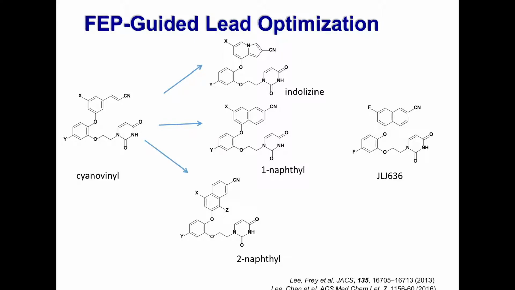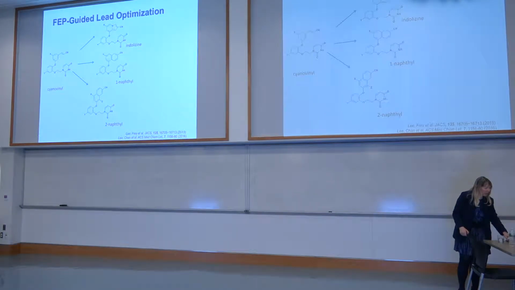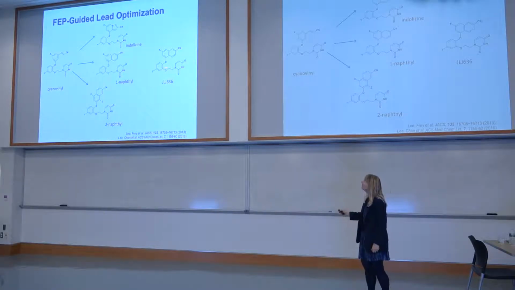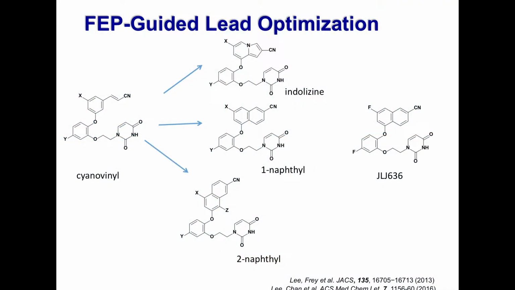Other scaffolds that we use are the naphthyl scaffolds that are similar to the indolizine, so a 1-naphthyl and a 2-naphthyl derivative. These are some of the more recent ones, and one of the compounds that has really risen to the top is this 636 compound here, where we have a difluoro functionality.